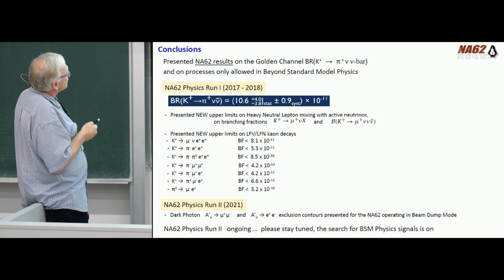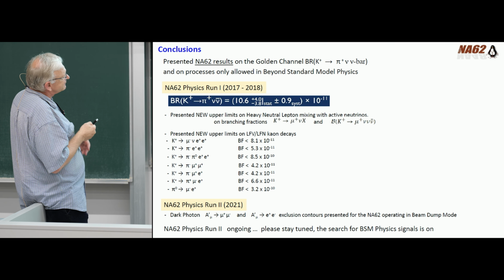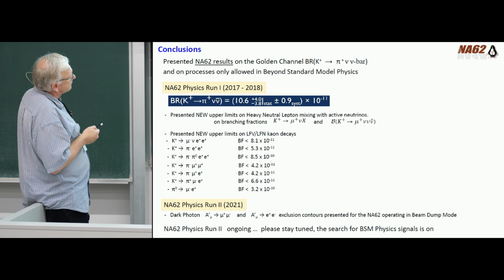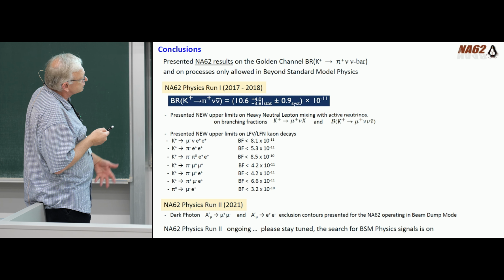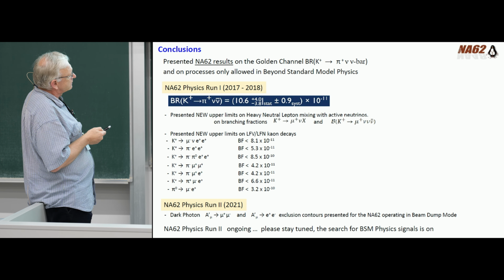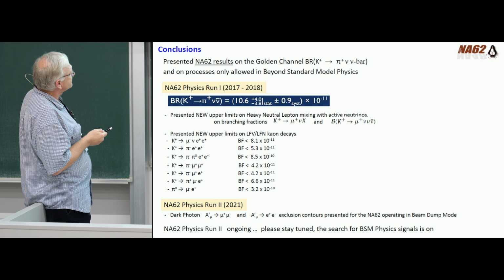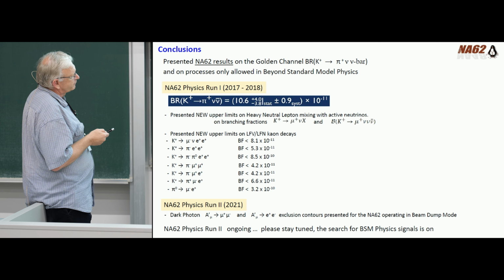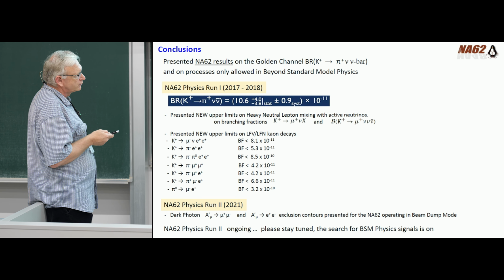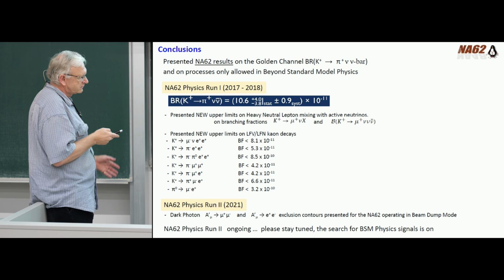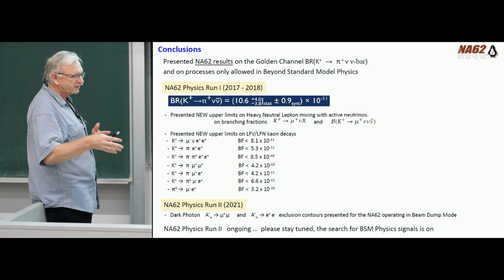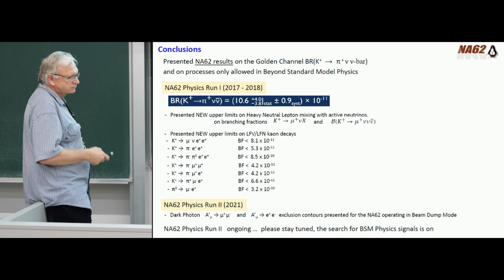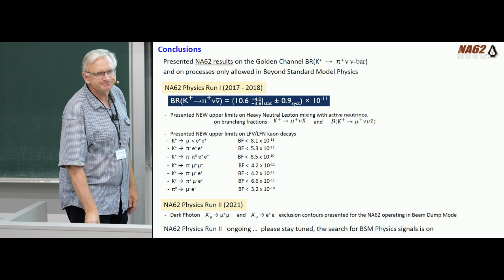The last remark is that we have the ability to do these dark photon searches and can contribute exclusion regions in the corresponding parameter space. Since this is an ongoing experiment, please stay tuned. There will be new results coming out of this 2021 to 2025 period, which we call Run 2 of the NA62 experiment. So thank you very much.